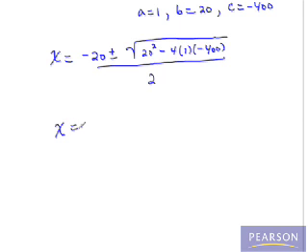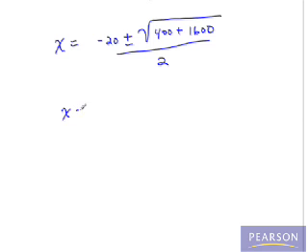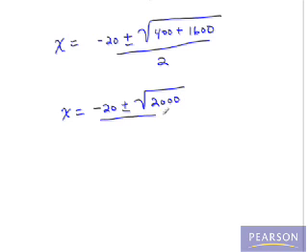Simplifying, we get x equals negative 20 plus or minus the square root of 400. 20 squared is 400. And here we get a positive 1600. All of that over 2. We get x is equal to negative 20 plus or minus the square root of 2000, all over 2. And we're going to take these two solutions and approximate them as decimals.